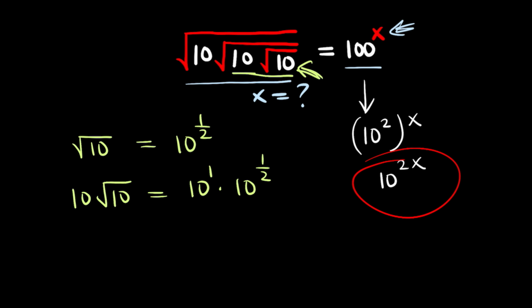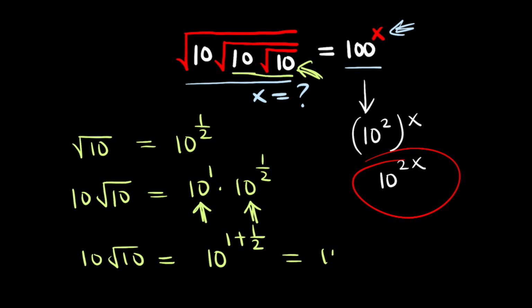10 here is 10 raised to power 1, and then we apply a law of indices that says that we can choose one of the bases because they are exactly identical. We pick one of them and then add up the powers, which is 1 plus 1 over 2. 1 plus 1 over 2 is 3 over 2, which means that 10 root 10 is equal to 10 raised to power 3 over 2.